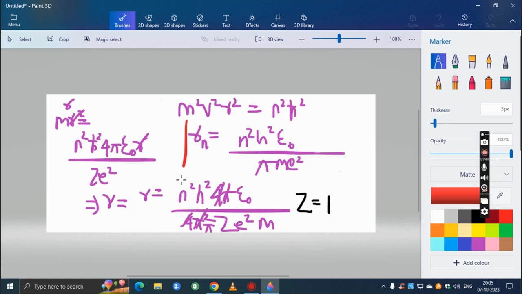And notice that h is a constant, epsilon naught is a constant, pi is a constant, the mass of an electron is constant, the charge on an electron is constant, the permittivity of free space is constant, and Planck's constant is a constant.